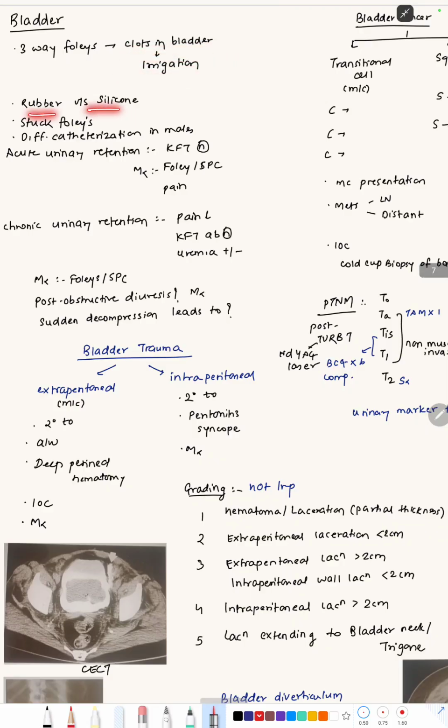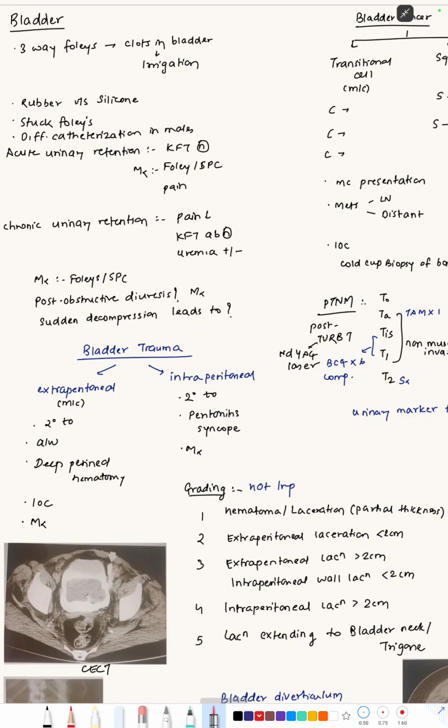What is the difference between the rubber and silicone Foley's? Rubber Foley's can be used for up to 30 days, while silicone Foley's can be used for 3 months, that is 90 days. Then stuck Foley's: if we are not able to retract it, the practical way is to cut the balloon port, but the ideal way is to do an ultrasound guided balloon puncture.